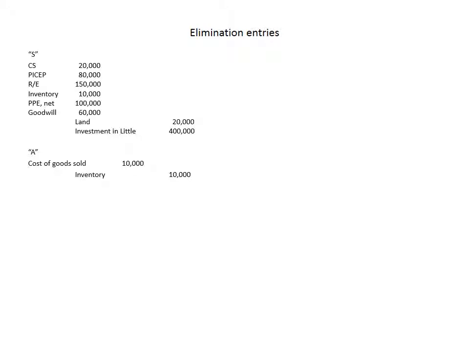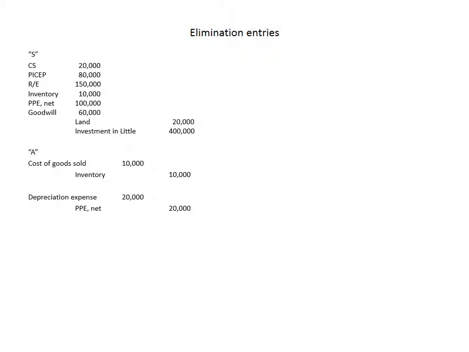So while in the S entry we write their inventory up by $10,000, we then immediately remove that additional inventory and transfer the $10,000 to cost of goods sold. Clearly, we could have simply debited cost of goods sold in the S entry for $10,000 instead of debiting inventory and then eliminating the inventory, but it's nice to get things into a very systematic pattern so that we can always approach things the same way. It eliminates confusion sometimes.